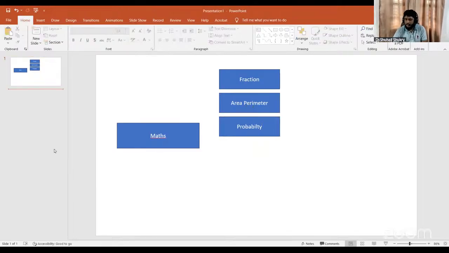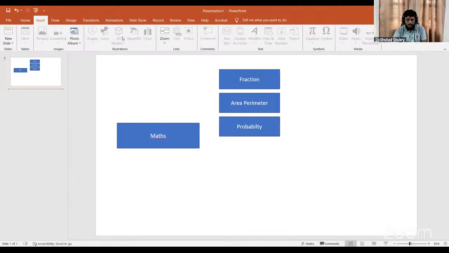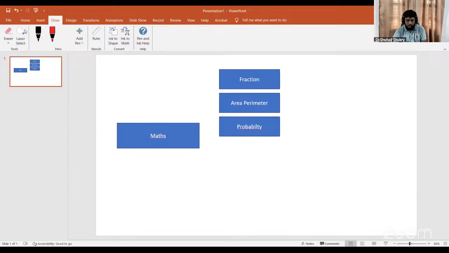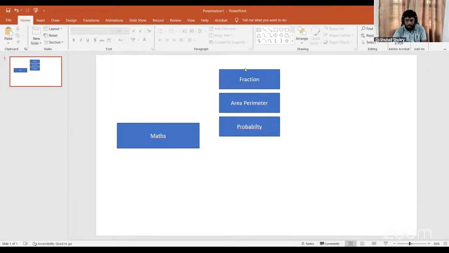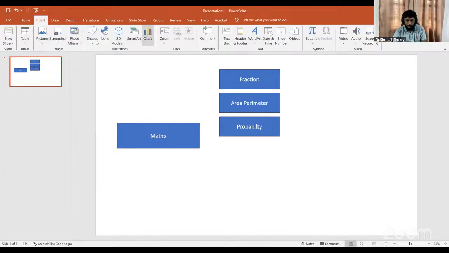Probability. After this part, what you can do is write under fraction.